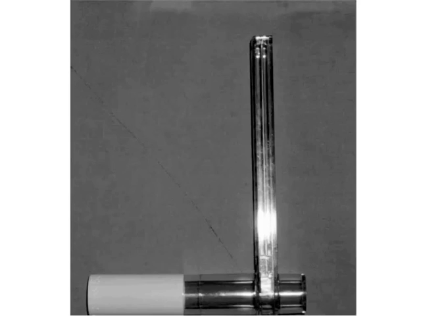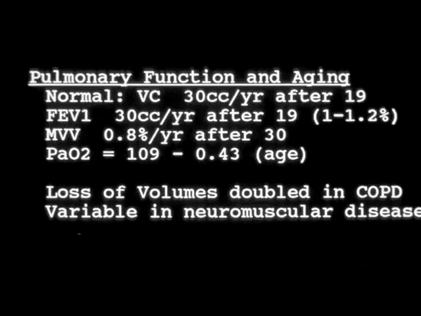And I showed you this. This is how we evaluate the patients. Okay. Now, the vital capacity reaches a peak at the age of 19, and then for all of us, it goes down by 1% or more per year.